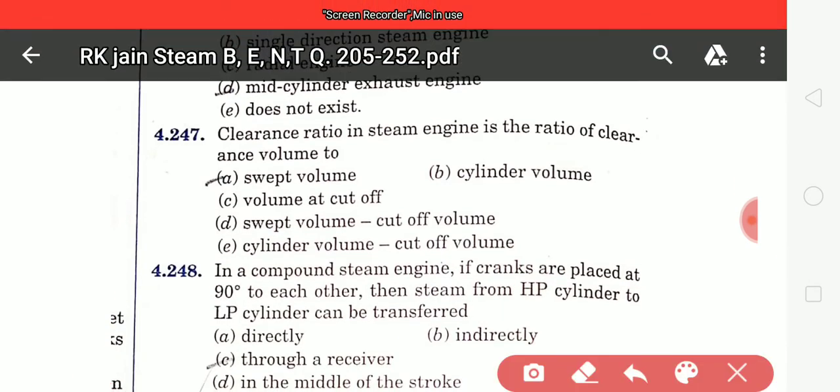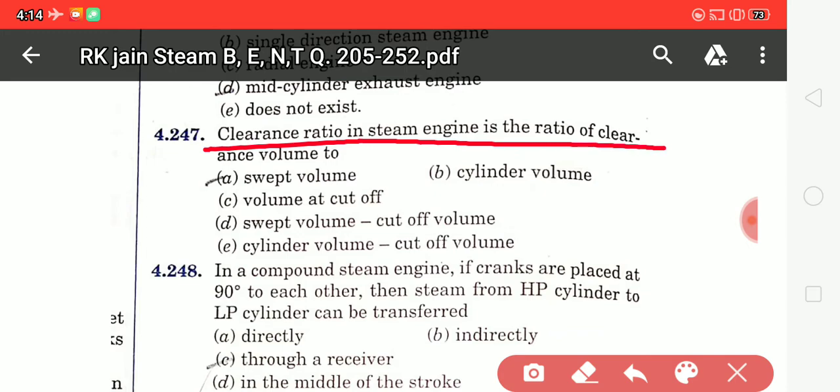Next, clearance ratio in a steam engine is the ratio of clearance volume to swept volume.